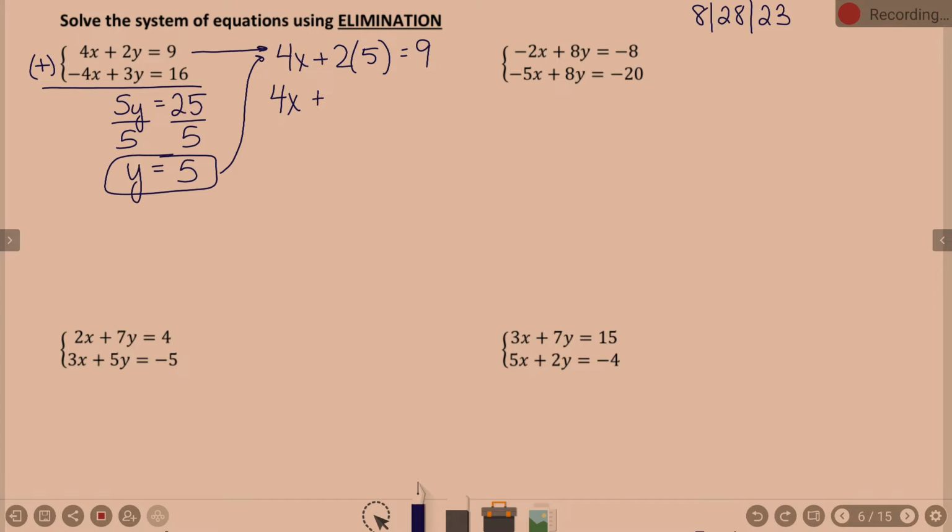2 times 5 is 10. Equation solving skills: if it's 4x plus 10, how do I solve? Subtract. If it's 4x plus 10, we're going to subtract 10. What I do on the left, I do on the right. So 4x carries down, 10 minus 10 is gone, and 9 minus 10 is negative 1. Divide by 4. 4x divided by 4 leaves me with x equals negative 1/4, which is how I would leave it.